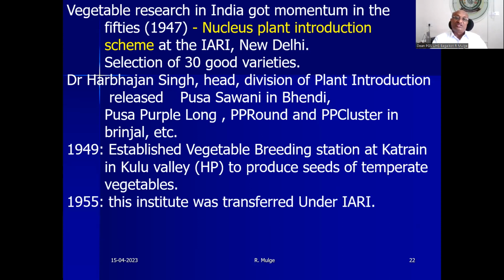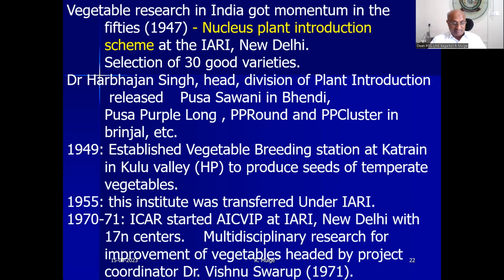In 1955, this institute was transferred under ICAR, right? Then in 1971, ICAR started AICVIP, the All India Coordinated Vegetable Improvement Project at IARI, New Delhi, with 17 centers, multidisciplinary research for improvement of vegetables, headed by project coordinator Dr. Vishnu Sarup. He was the first project coordinator. So 1971. That AICVIP now also is existing.